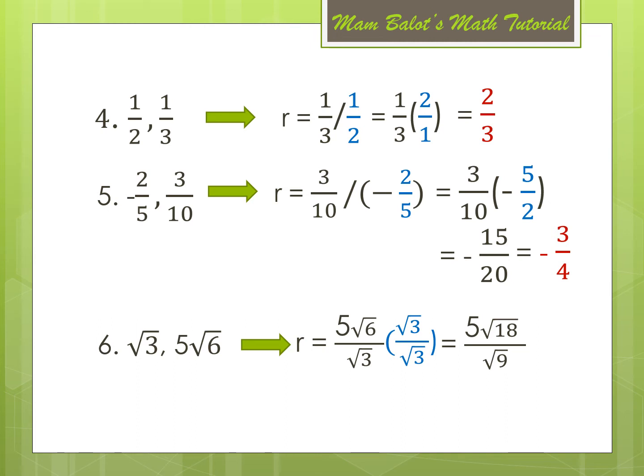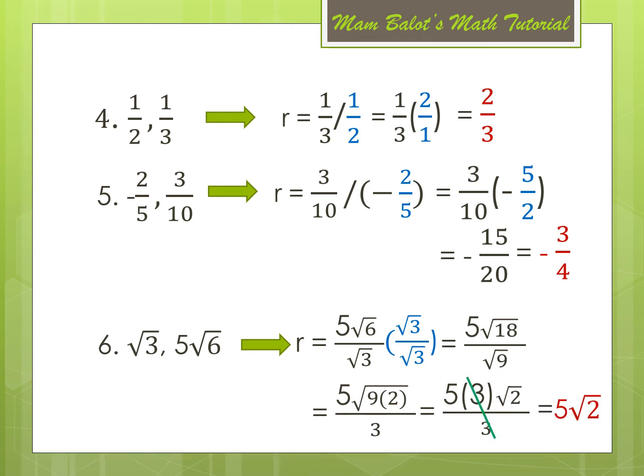And this is now equal to 5 times the square root of 9 and 2, in which 9 and 2 are the factors of 18. And then over the square root of 9, which is equal to 3. So, look in the numerator that we can get the square root of 9. So, we have to get this out of the radical expression. So, we have now 5 times 3. And what's left in the radical is the square root of 2. So, divided by 3. And we can now cancel out 3, so what's left is 5 square root of 2. So the ratio in number 6 is 5 square root of 2.